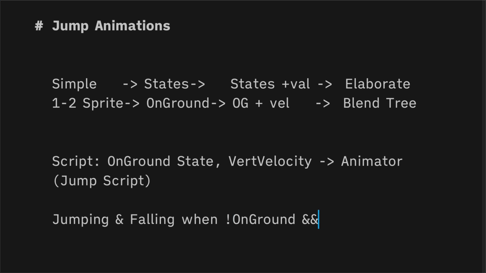So we're going to be jumping when our velocity is positive, and we're going to be falling when our velocity is negative. So let's make that happen.